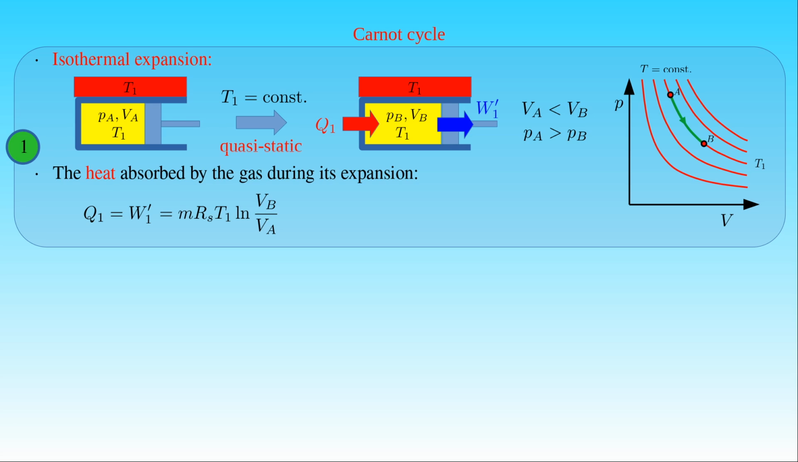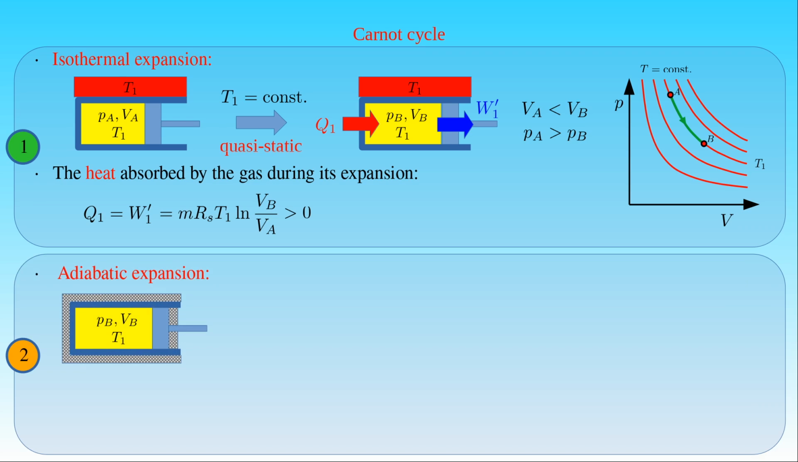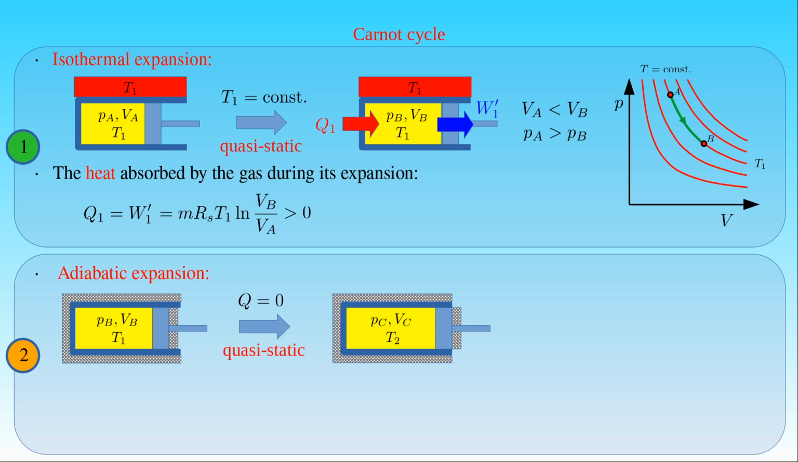Since the final volume of the expanding gas is greater than its initial volume, the heat Q1 and the work W'1 are positive. The second process in the Carnot cycle is an adiabatic expansion of the gas in the cylinder. Here the gas in the cylinder is thermally insulated, preventing the exchange of heat between the gas and the surroundings. If the external pressure is still somewhat smaller than the pressure PB of the gas, then the gas will undergo a quasi-static adiabatic expansion.